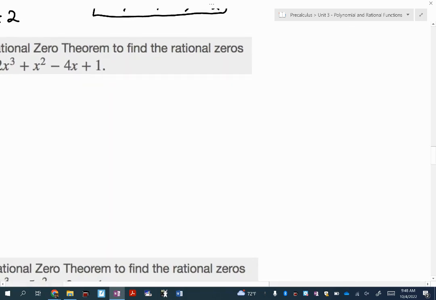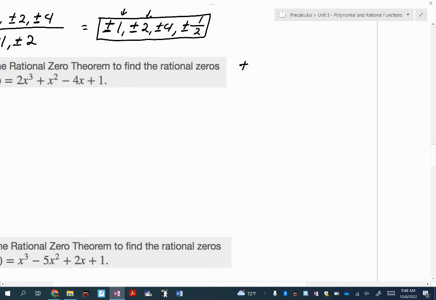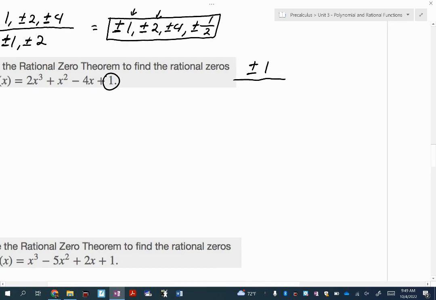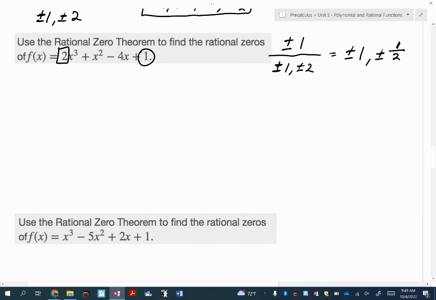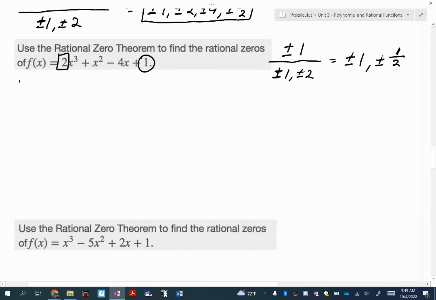So I'm going to do to the side plus or minus factors of 1, which is actually just 1, over plus or minus factors of 2. All right, so I should put my 1 and 2, sorry about that. So here are my possible rational roots. 1 divided by 1 is 1, and 1 divided by 2 is 1/2. So I'm going to try these first to see if I have any rational zeros or roots. So let's start with 1. So 2, 1, -4, and +1.